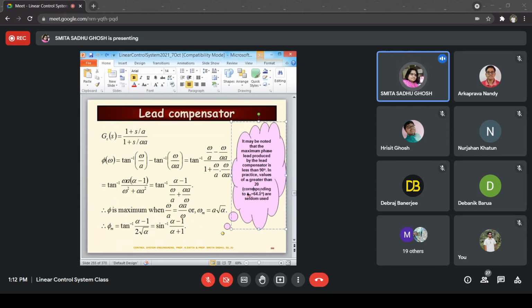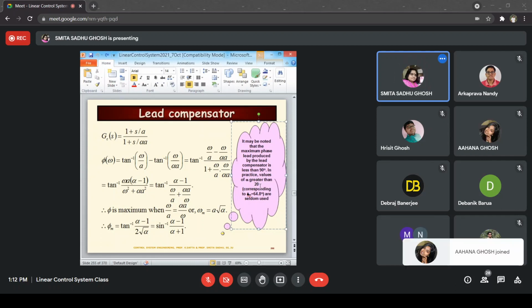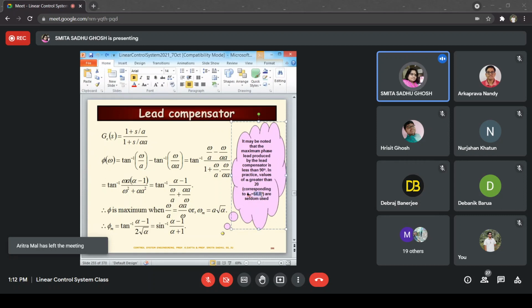Now, if you use a value of alpha which is greater than 20, what will happen is that the pole and the zero will be shifted far apart, and one will become what we call a non-dominant pole. The pole will become a non-dominant one rather, and such values are seldom used. So basically, an alpha value which is at the most equal to 20 can be used, corresponding to which the maximum phase lead which can be obtained is around 65 degrees.